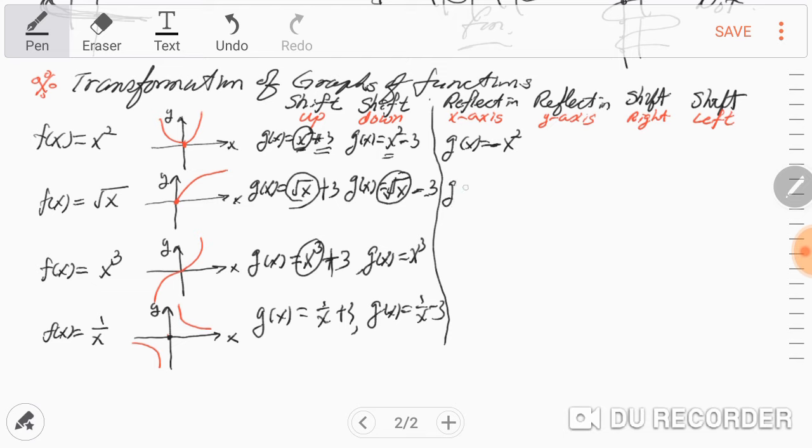Okay, then how about the square root function? Reflect the square root function across the x-axis, then it will be negative square root of x. What you have to do is just multiply the function by negative. Okay, how about the cubic function? Then multiply the cubic function by negative. How about the rational function 1 over x? Then 1 over x will be multiplied by negative. So if a function is multiplied by negative, then the graph will be reflected across the x-axis.